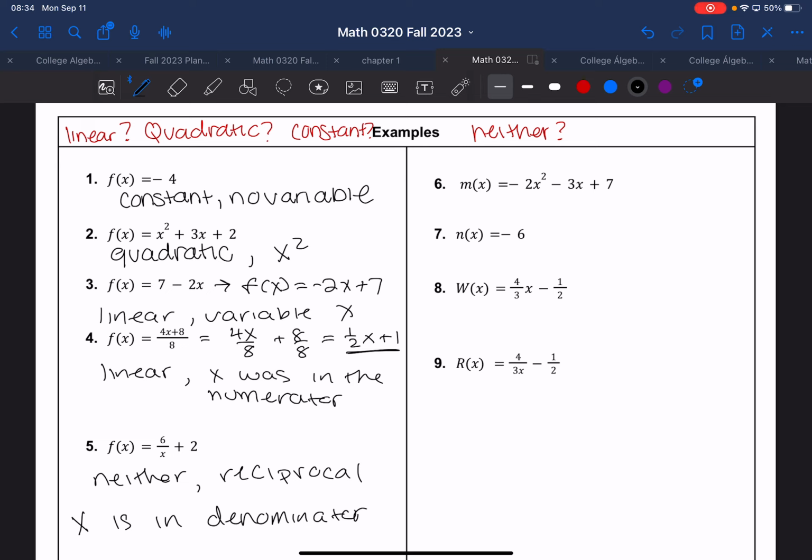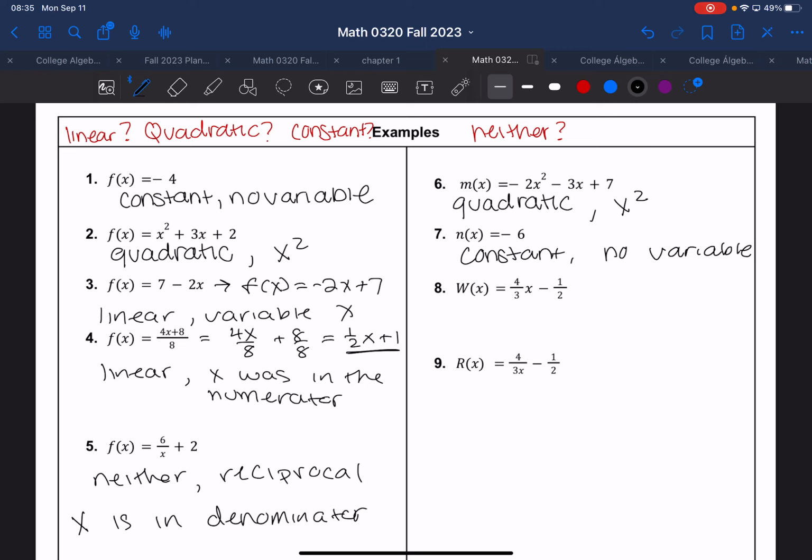Number 6, what type of function? Quadratic. Quadratic. And how do we know? X squared. Good, the x squared. Number 7, n of x is equal to -6 is what type of function? Everyone agree? Constant? Why is it a constant function? There's no variable. There's no variable.